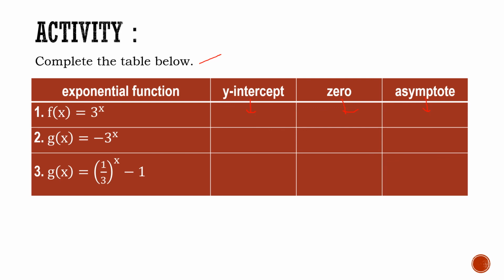There are three exponential functions here, and you're asked to complete the table by simply providing the values of your y-intercept, your zero, and your asymptote.